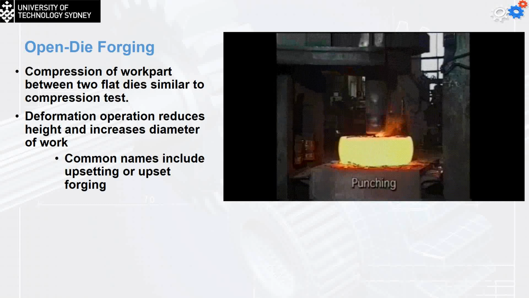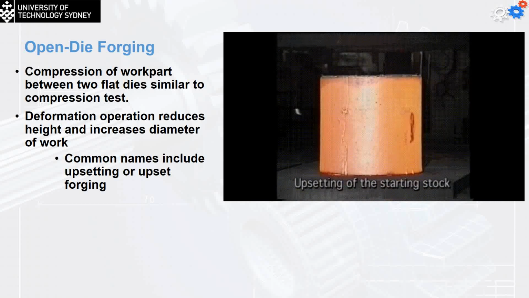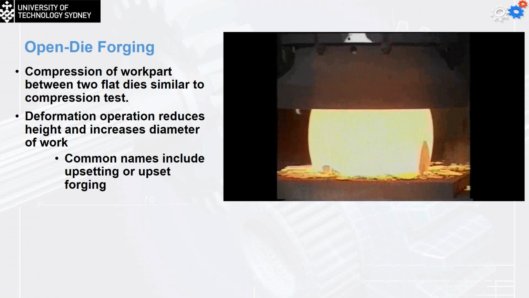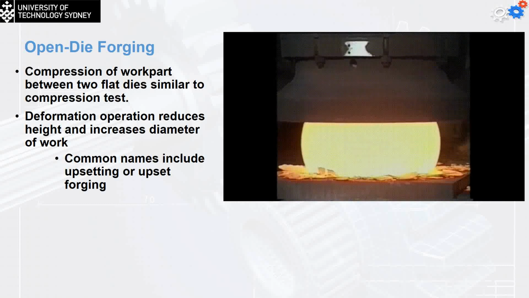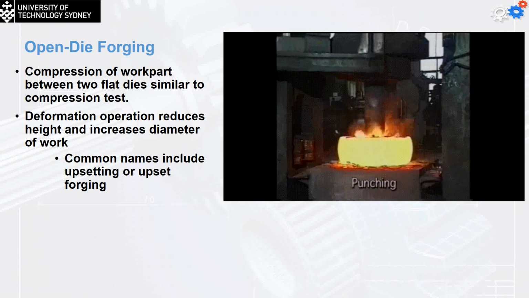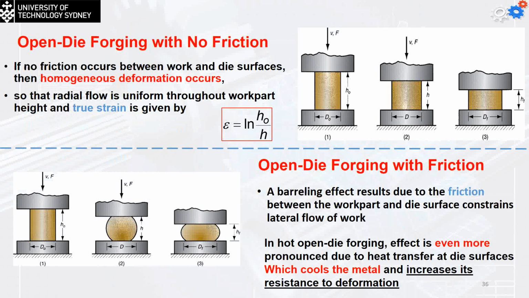Common names include upsetting or upset forging. So this is the ideal case: no barreling. We consider there's no friction, and thus the strain in this case is going to be equal to the natural logarithm of the original height divided by the final height. This is happening with no friction, which, as I told you, is an ideal case. It's impossible to happen. If no friction occurs between the work and the die surface, we're going to have homogeneous deformation. The true strain can be calculated directly from this equation.